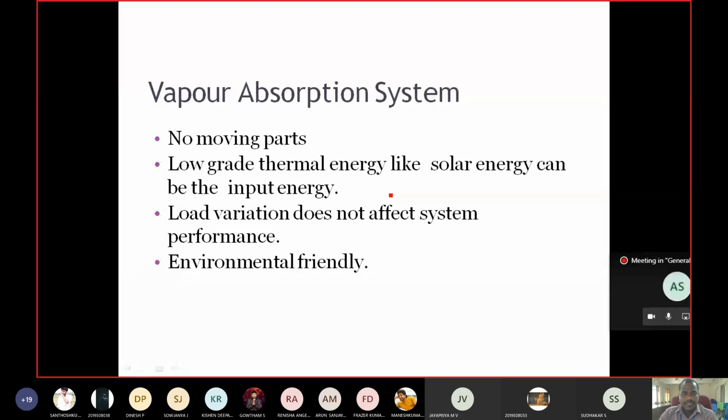Then, the advantages of vapor absorption systems: no moving parts are involved here. Then low grade thermal energy like solar energy can be used as an input energy. Then load variation does not affect system performance. Then the VAR system is an environmentally friendly system.